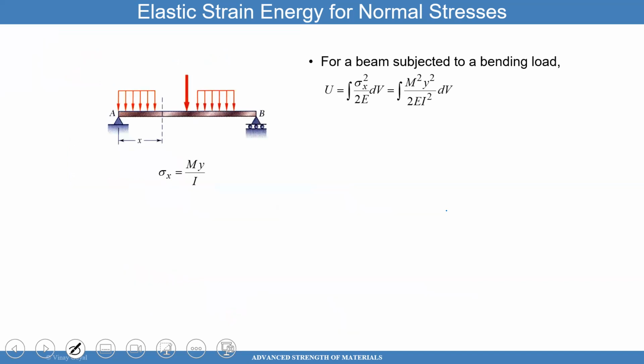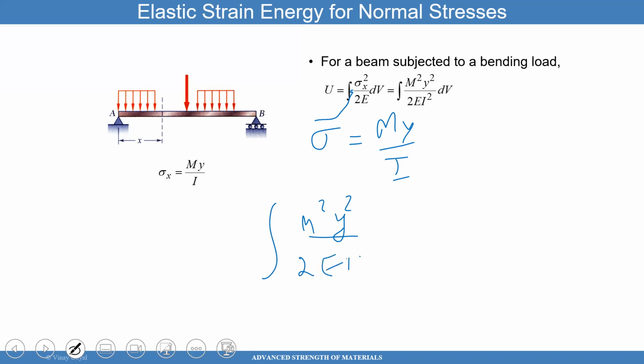For bending moment, I can derive some of the formula here fairly quickly. Do you remember? When you have bending moment alone, does everybody agree that stress is equal to My over I? Do you remember that formula before? We covered it, right? So what if I plug in stress in here? When I do that, I get the integral of M squared y squared over 2EI squared. You agree so far with that formula?